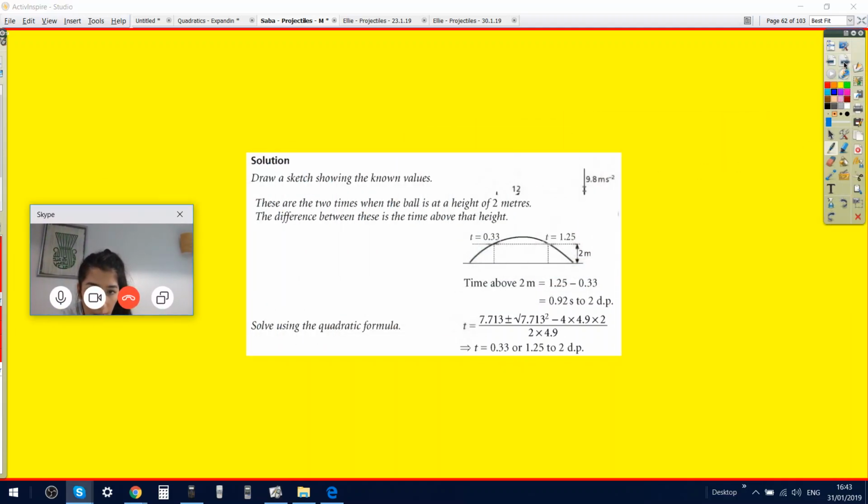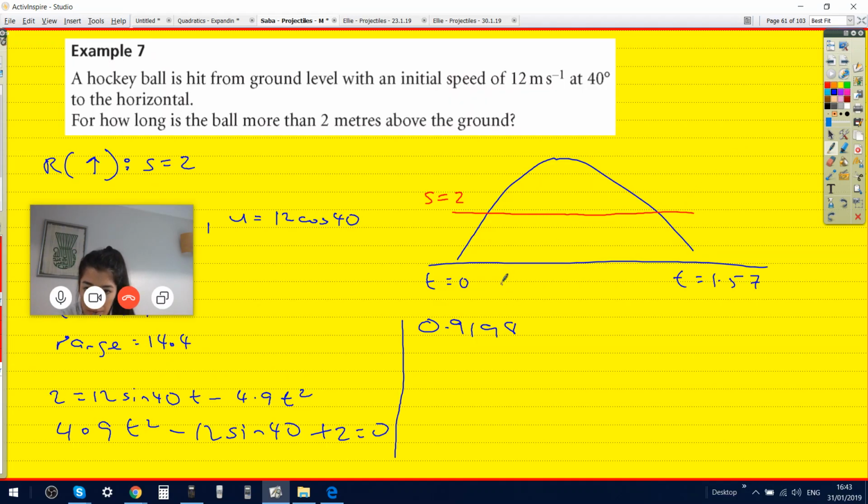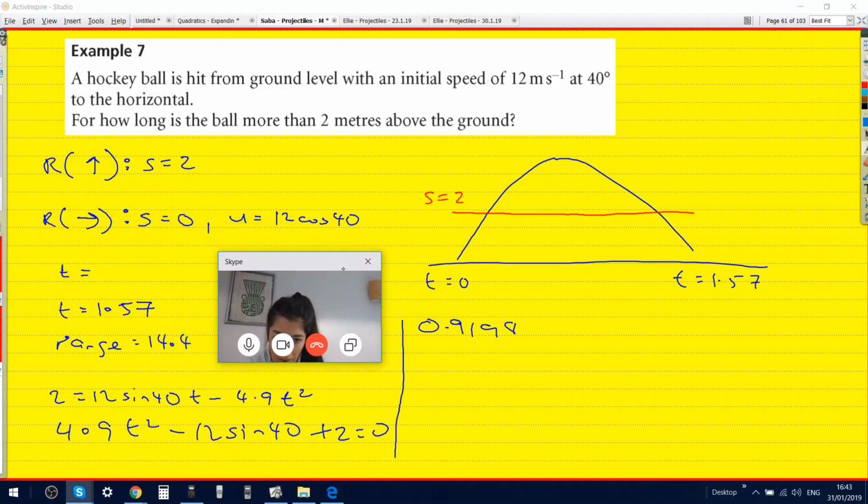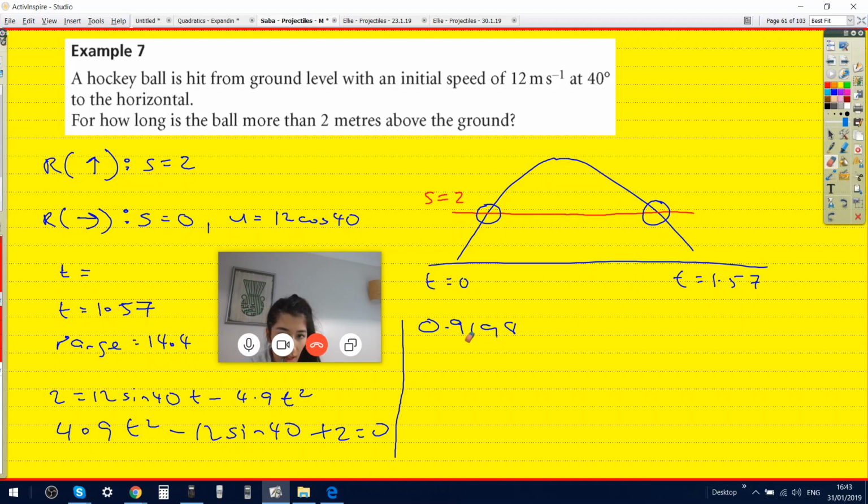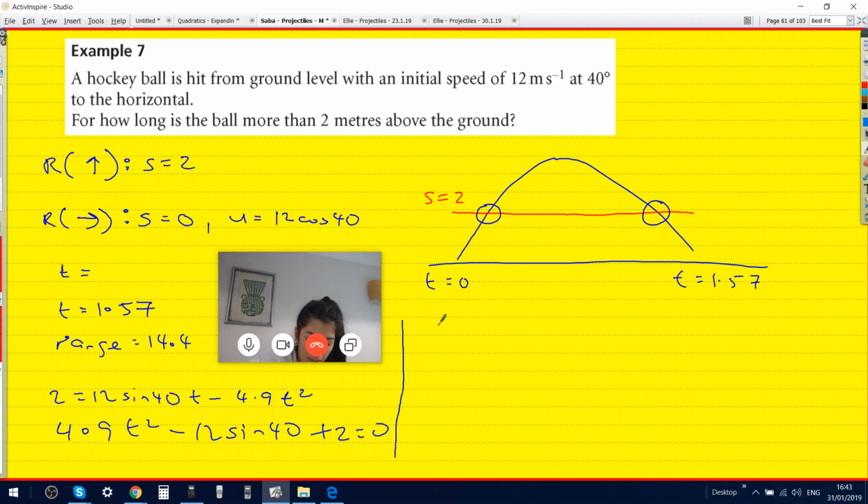So I don't know what equations you used or values. So you need to find the time difference between here and here. Yeah. So how do you go about that? Do you just add 2 to something? Well, I did s equals 2. I did literally just what you got right there: 4.9 t squared minus 12 sine 40 t plus 2. What equation did you use?